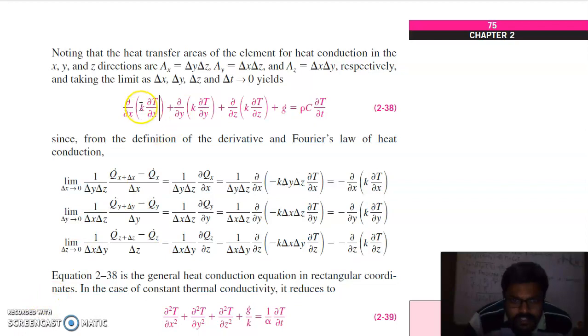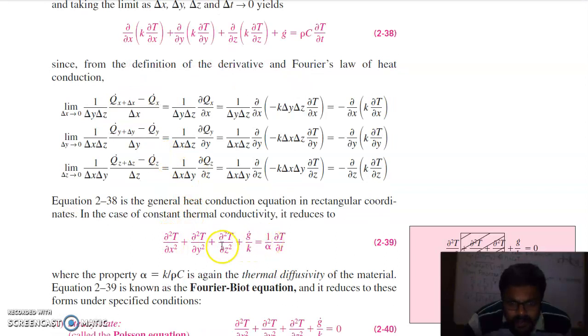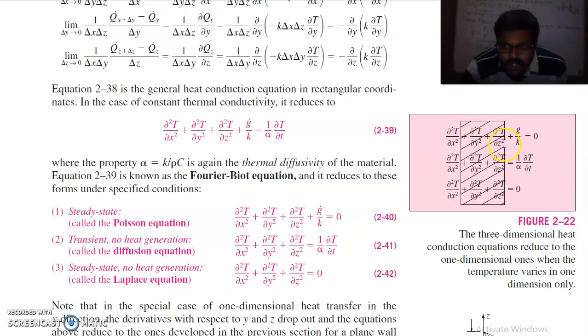If the thermal conductivity is constant, you can take k out of the derivative and you will get this equation here, where alpha is the thermal diffusivity of the material. So this equation is called the Fourier-Biot equation. By eliminating these two terms, you can obtain the equation for one-dimensional heat transfer. Again, if it is steady state, this term will become 0. If there is no heat generation, this term will become 0. And if both are absent, your equation will become this: no heat generation and steady state. This is called your Laplace equation.